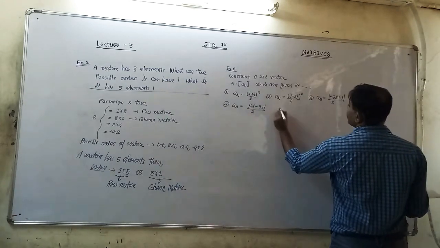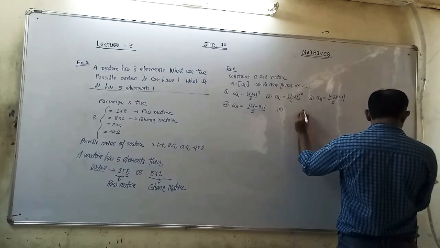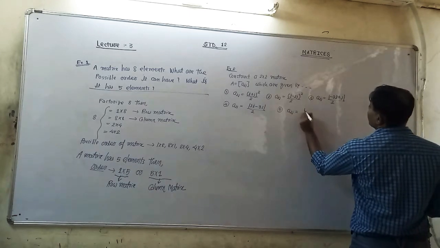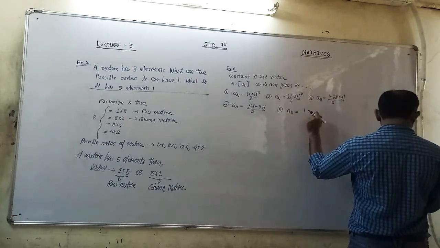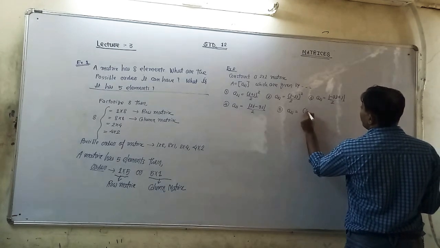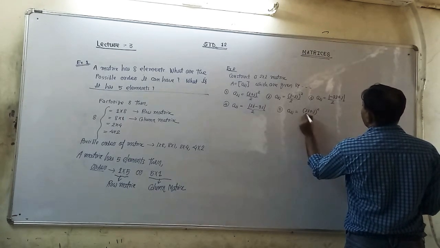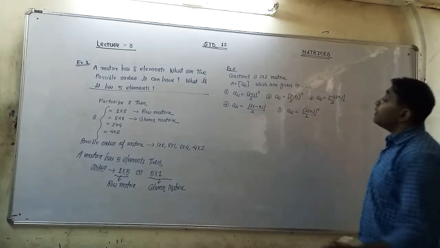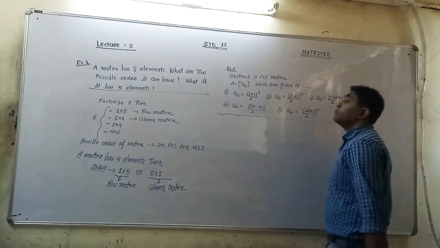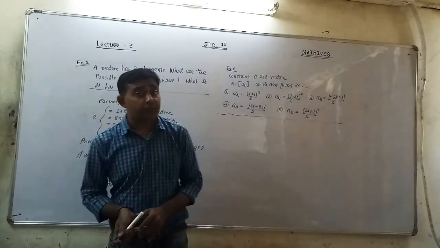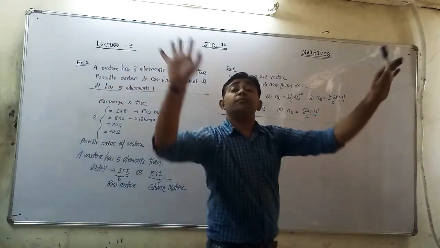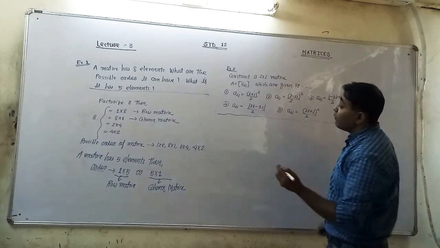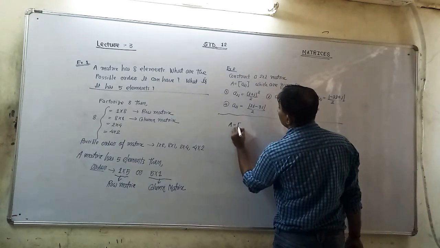And the fifth one is Aij equal to modulus of (2i minus 3j), or (2i plus j) whole square is given, divided by 2. These are the relations for i and j. So construct a 2 cross 2 matrix. It's a simple thing. A 2 cross 2 matrix means a square matrix. We know that. So matrix A equals Aij, here 2 cross 2.